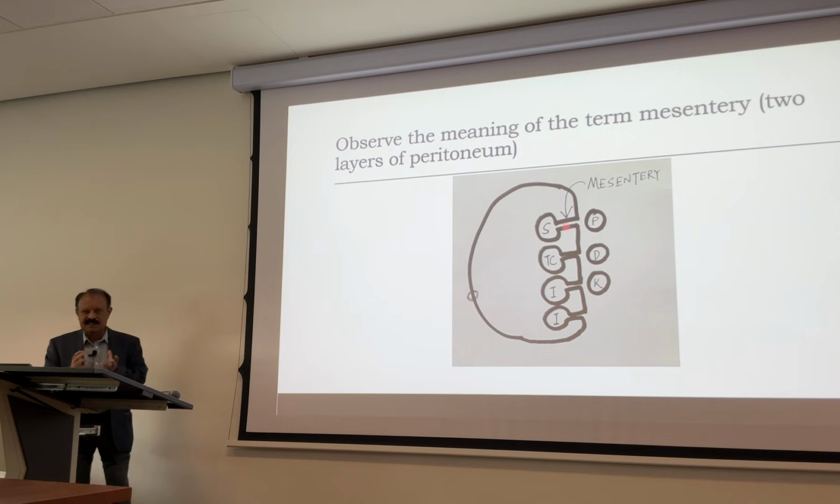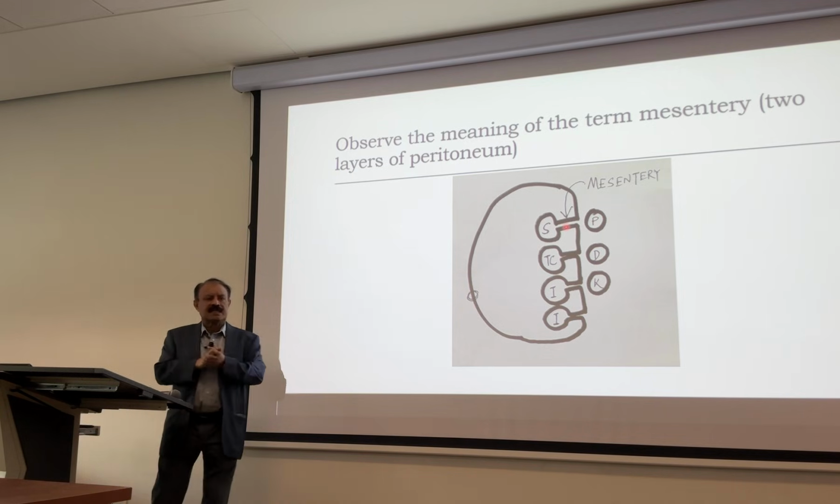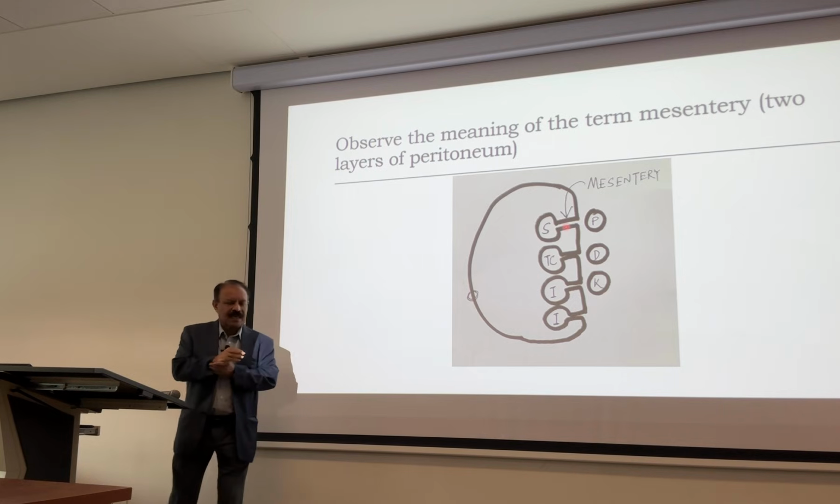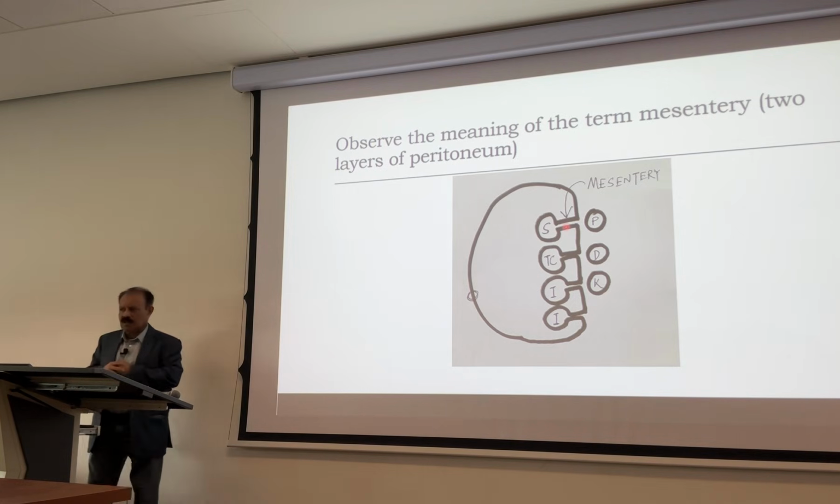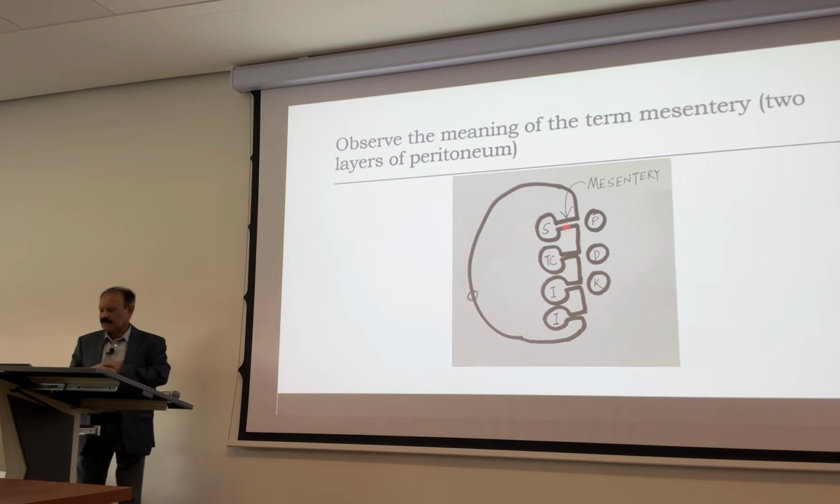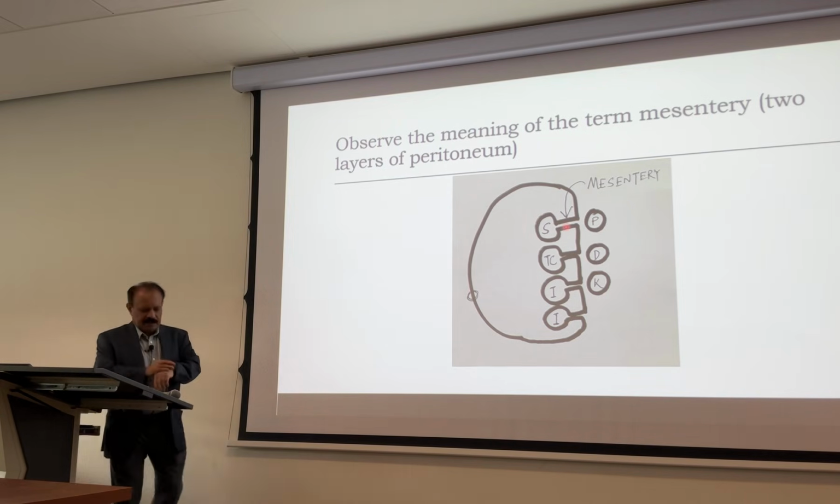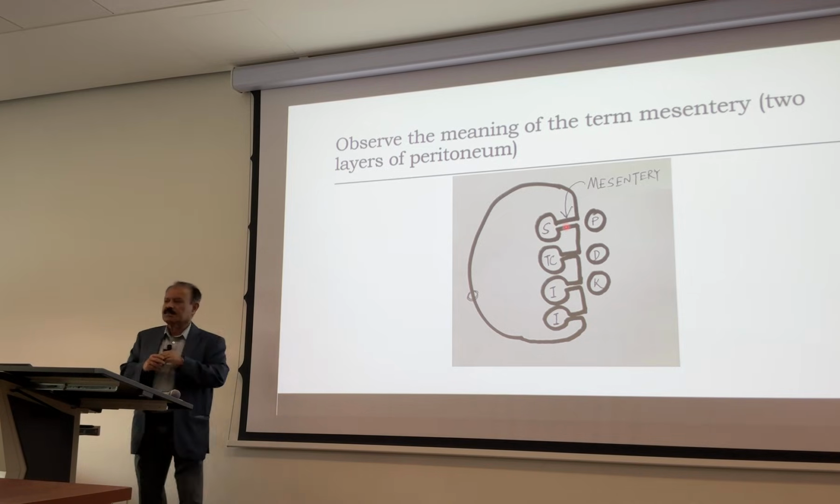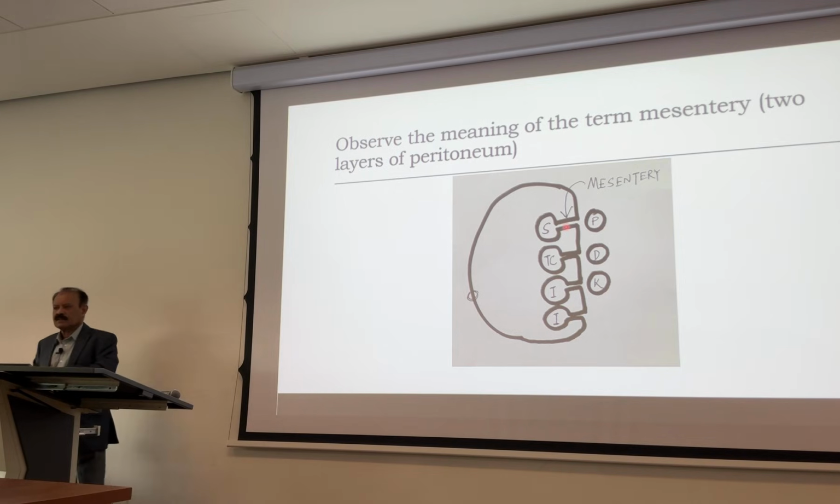It stabilizes the thing, but it is 2 layers, by the simple understanding of why 2 layers, because it's going over there. Except the greater omentum has 4 layers. I will come to that a little later. The next diagram will tell you that the greater omentum has 4 layers. Why? Is this clear to everybody? Yes. So no mistake about that.